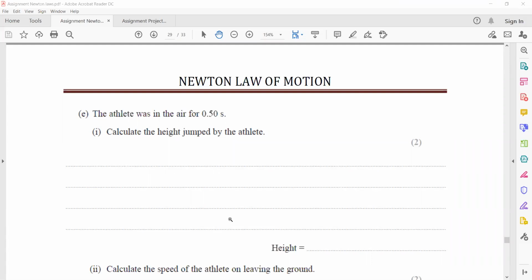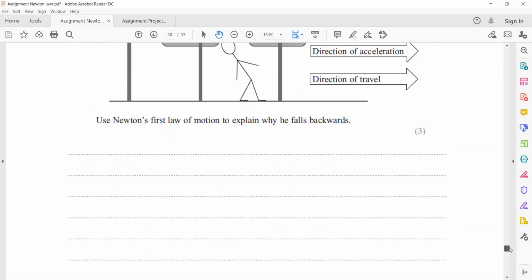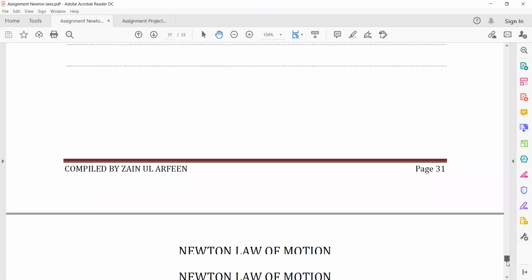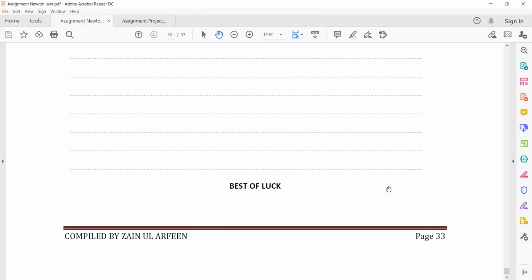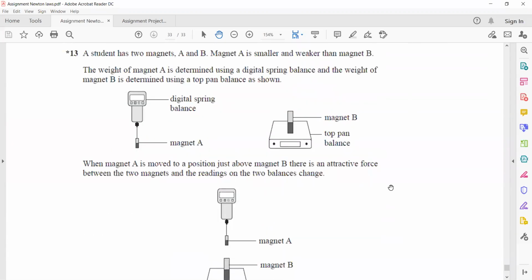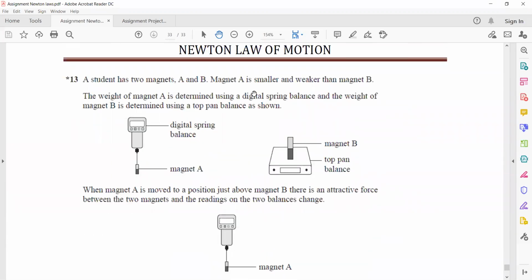Then page 33, question 13. In this question, the student has two magnets A and B. Magnet A is smaller and weaker than magnet B. The weight of magnet A is determined using a digital spring balance, and the weight of magnet B is determined using a top pan balance.